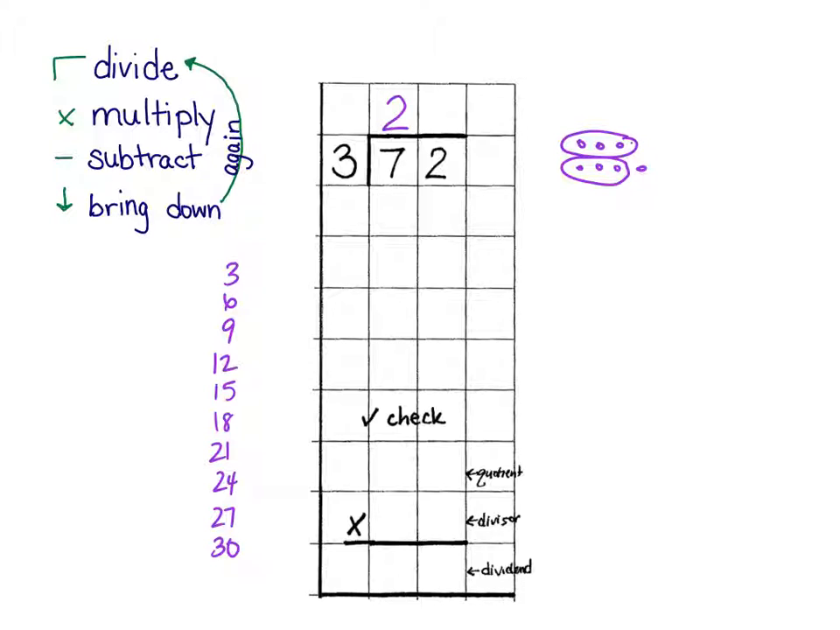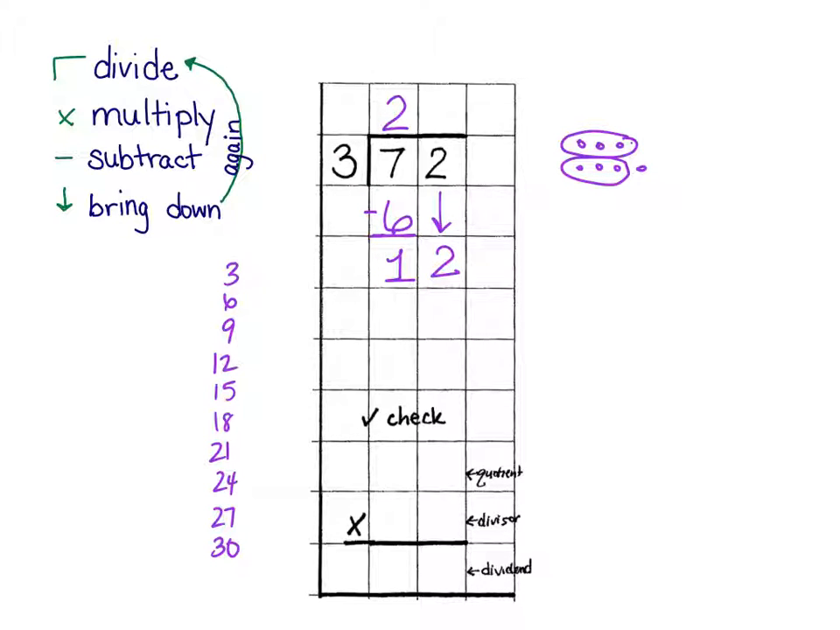Now we check it. We multiply. We say 2 times 3 is 6. Then we subtract. 7 minus 6 equals 1. Then after that, we bring down. We bring down our 2. Now we have 12.